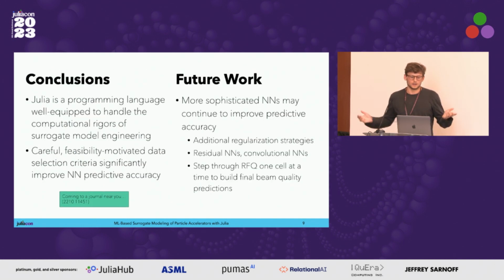So yeah, Julia was great for this. And when you're careful about the data that you show these kinds of models, especially when it's a physics problem, that really seemed to help things. And in the future, we'd like to explore more sophisticated neural network architectures to handle this sort of problem.